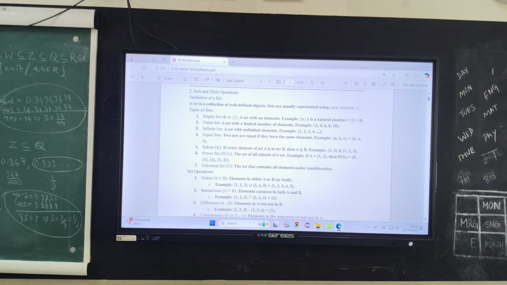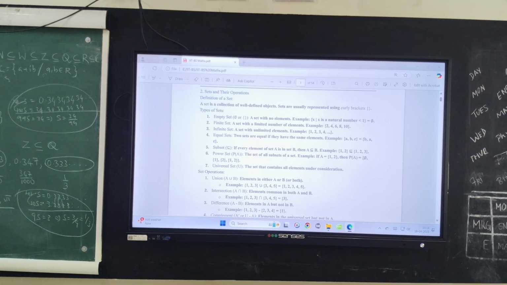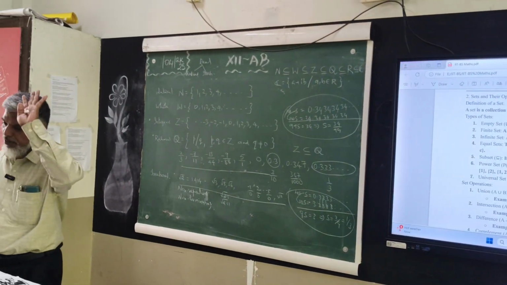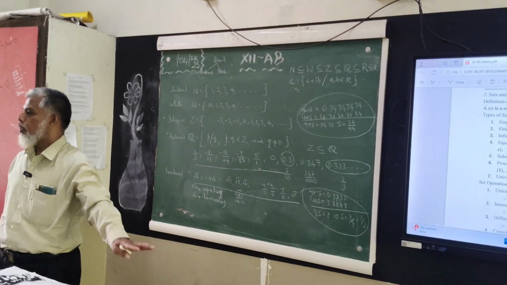Any doubt in this? So you should know how to bring back the rational form if it is repeated. Whenever it is repeated, definitely we can bring it back to the p by q form. Okay.